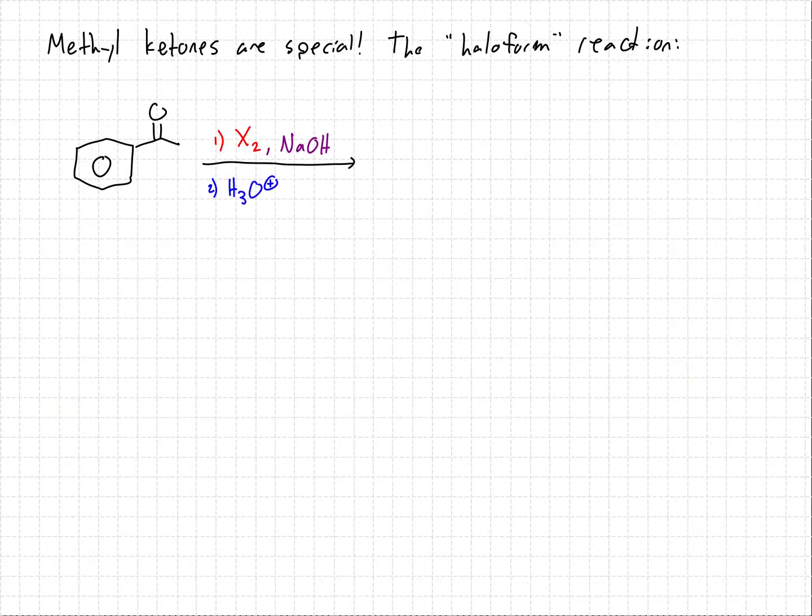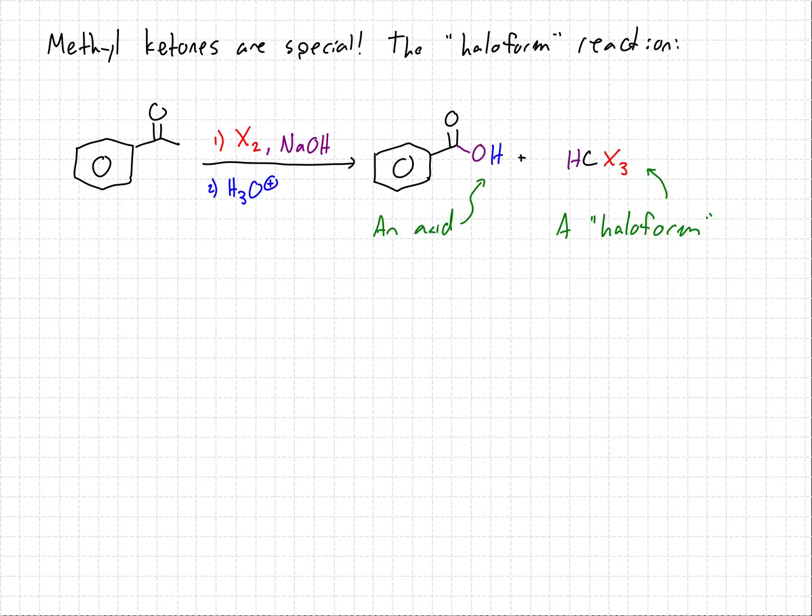If we do this with a methyl ketone, like for example acetophenone, the reaction that occurs is known as the haloform reaction. Under these conditions, we get these 2 products, a carboxylic acid and a haloform, HCX3. If those halogens are chlorine, we would call it chloroform. If they're bromine, we would call it bromoform. So that's where that word comes from.